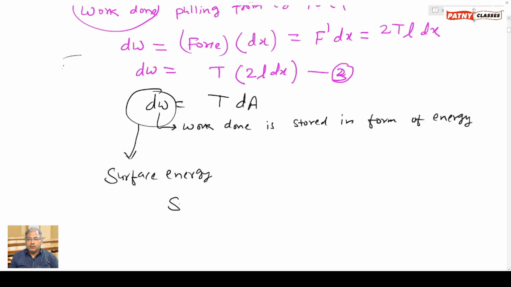Therefore, the surface energy of the film of liquid equals surface tension multiplied by the increase in surface area. So this is the relationship between surface tension, surface energy, and change in the area of the film.